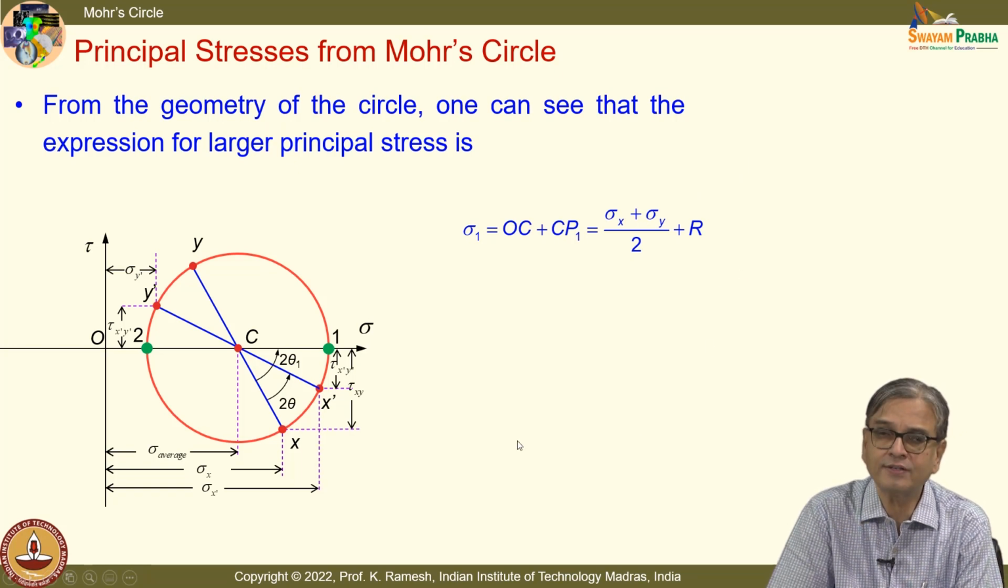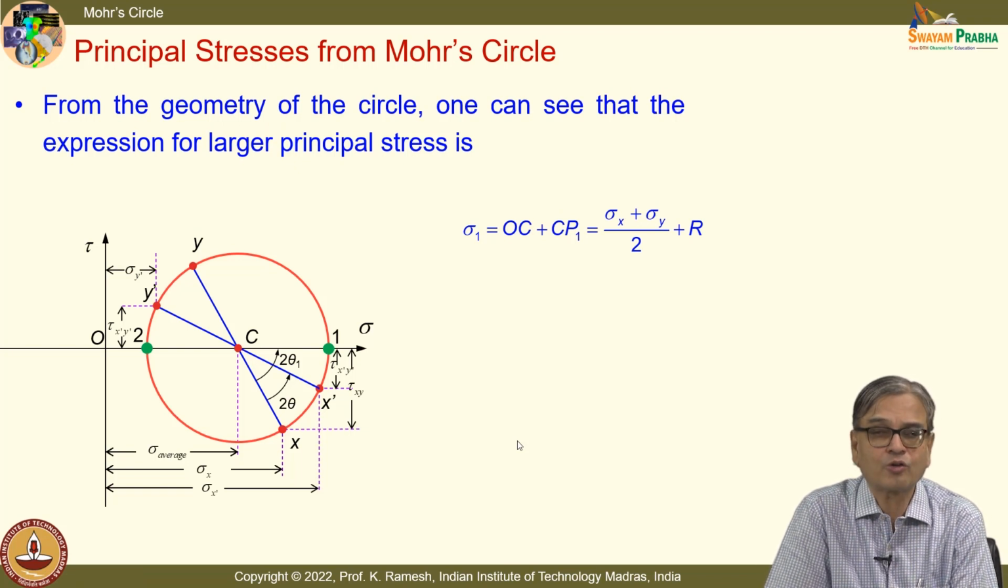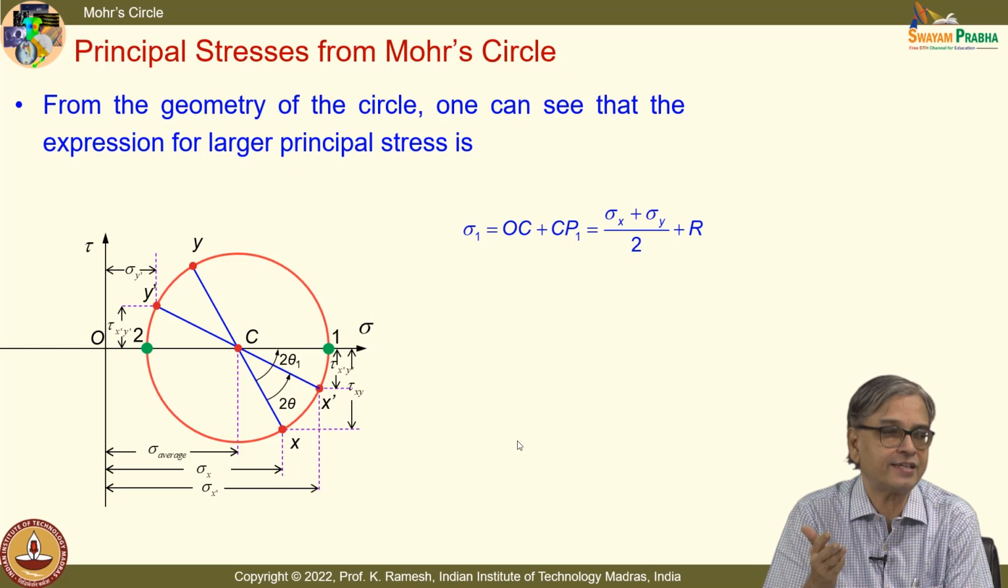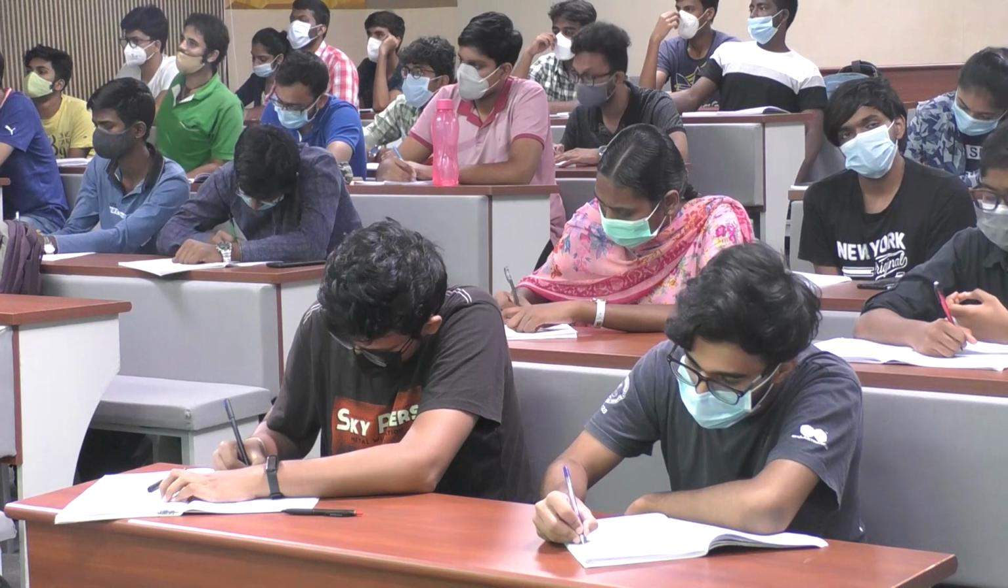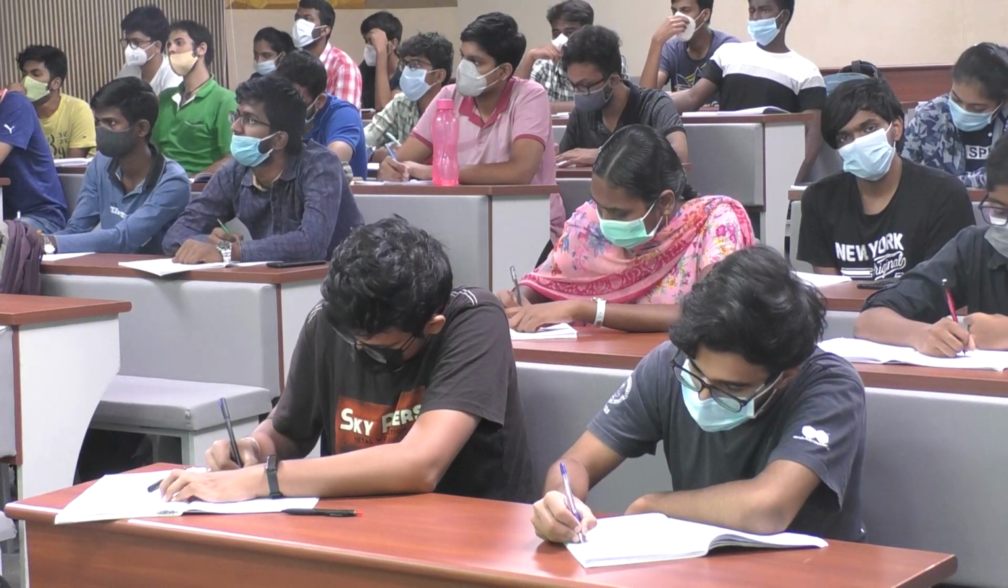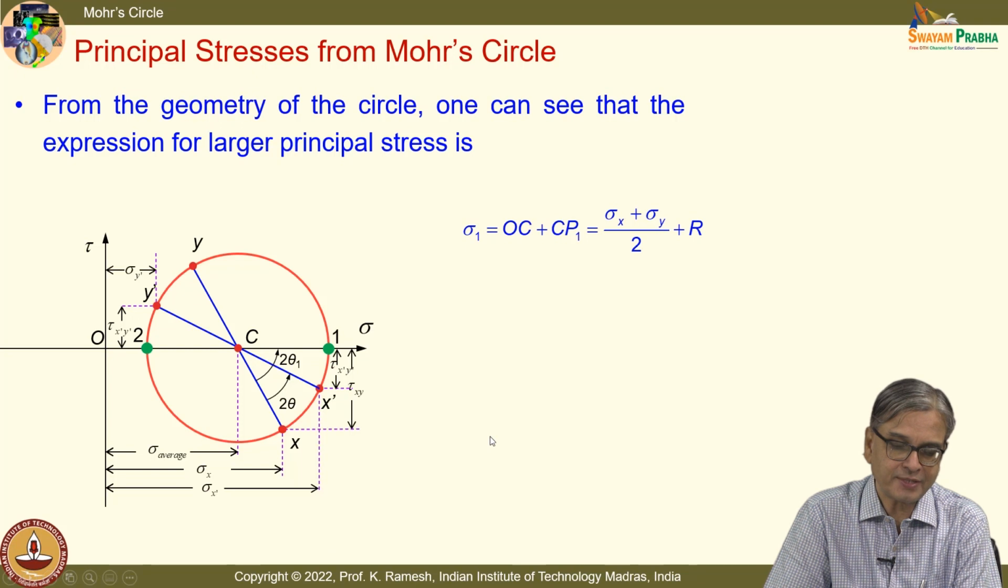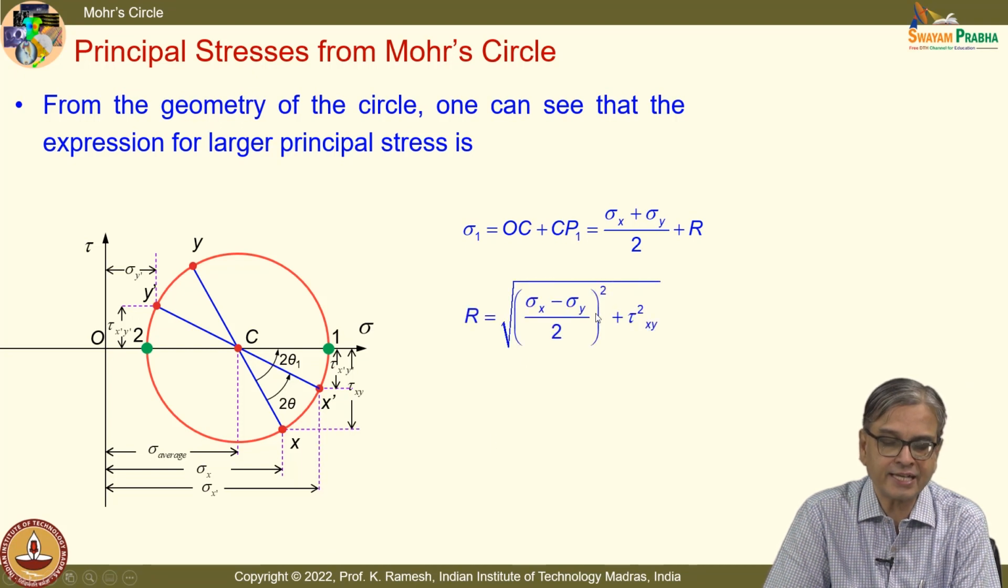You can easily work it out, because we know the coordinates for x and y. From these you can easily find an expression for the radius. Please work it out and then check it from my slide. It is not very difficult, it is very simple. A simple property of a circle is what you will have to use. So, I can get the expression for r as simply the square root of sigma x minus sigma y by 2 whole square plus tau xy whole square.